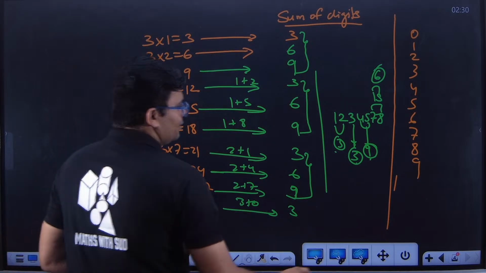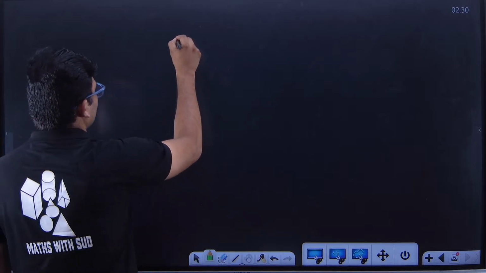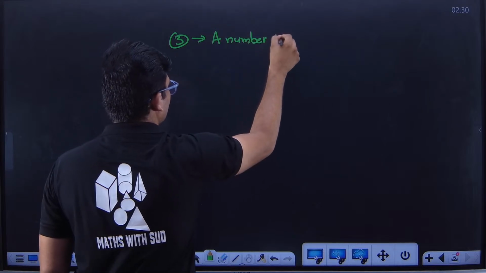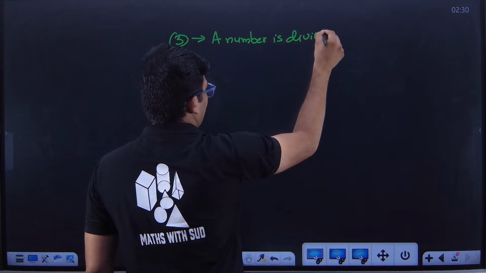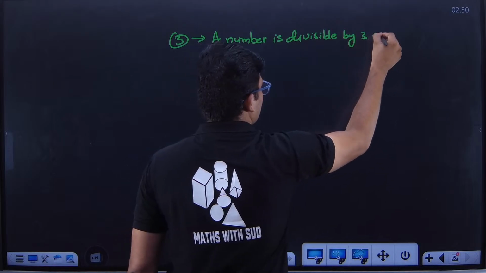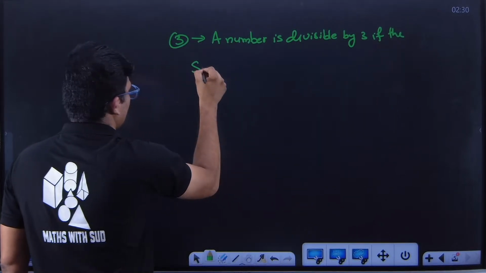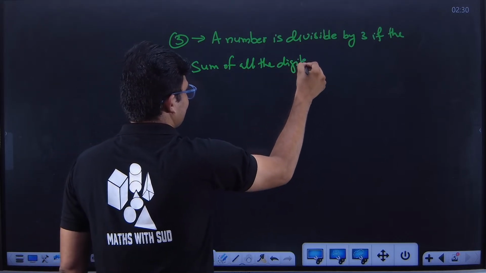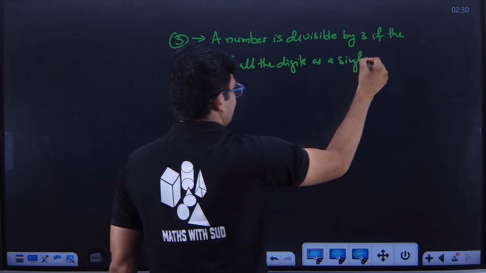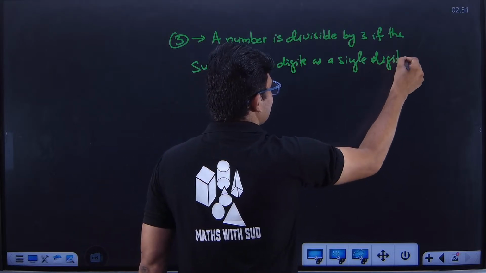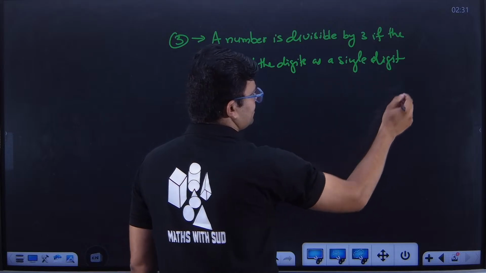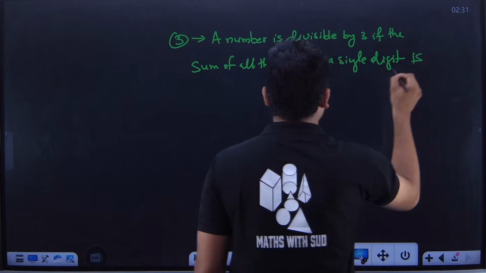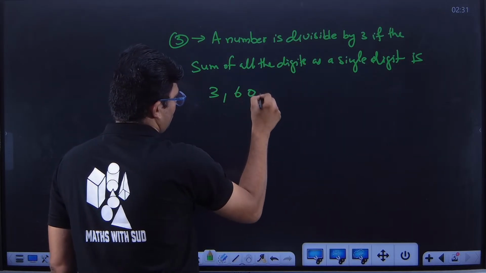So I will write it, and with this I am going to end this class. So we will write the divisibility rule for 3. A number is divisible by 3 if the sum of all the digits as a single digit is 3, 6 or 9. As a single digit means if it is 15, you don't say 15, just say 6. Again add them.